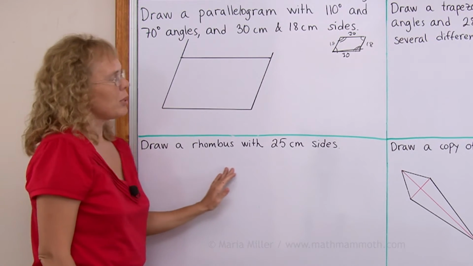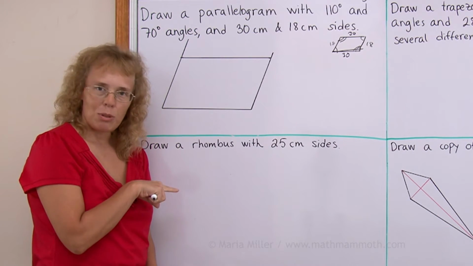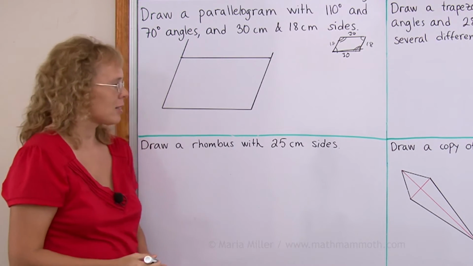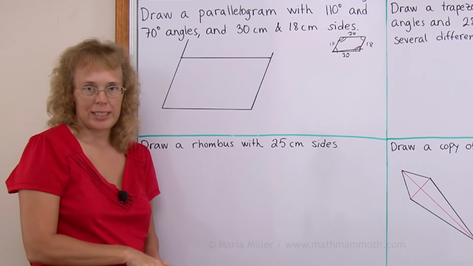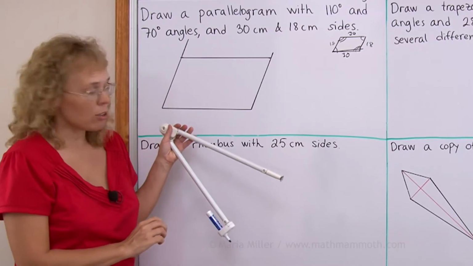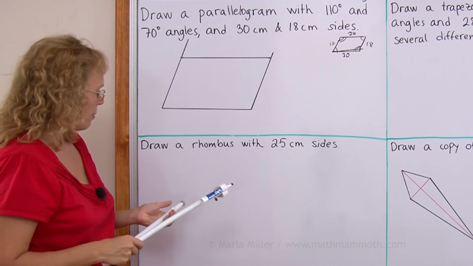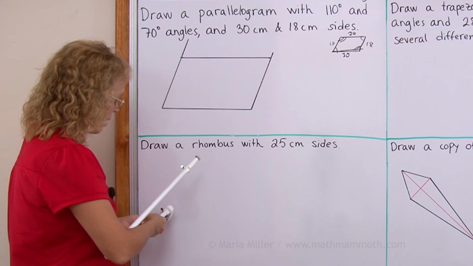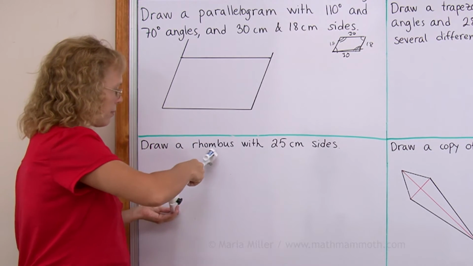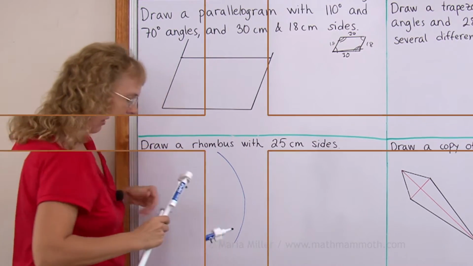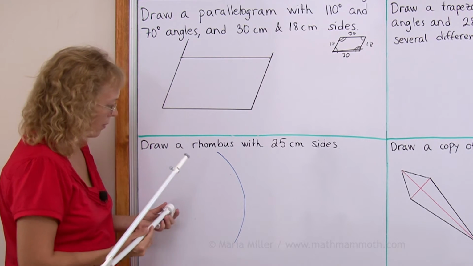Okay, let's think here. Draw a rhombus with 25 centimeter sides. Can I draw just one, or can I draw several different ones? I'm going to show you a method to draw a rhombus using a compass. This compass is already set so that the radius here is 25 centimeters. And I will basically choose a point here and then draw a circle or a circle line. And now this is my one vertex here.